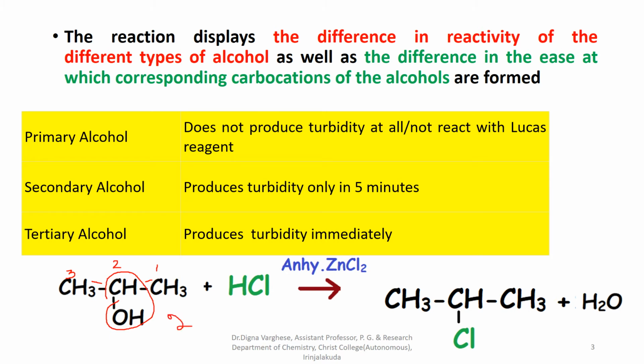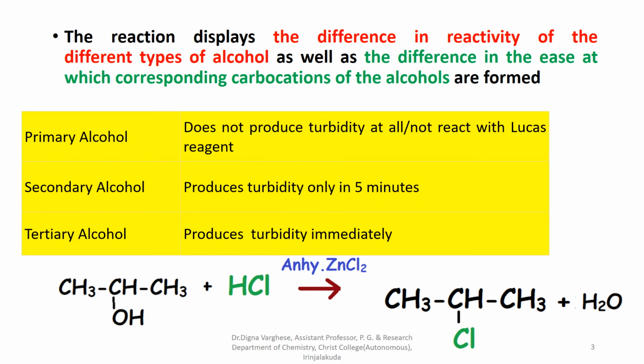Okay. So it is a secondary alcohol. Secondary alcohol reacts with Lucas reagent. It will give a substitution reaction in which the chlorine group is substituted in place of the hydroxyl group. So it will give 2-chloropropane. So secondary alcohol produces a turbidity only in 5 minutes. It's a slow reaction. But it reacts with Lucas reagent. In the case of primary alcohol, no such reaction occurs.